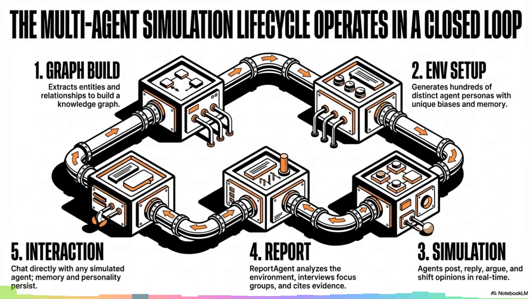So step 1 is the graph build phase. Graph build. Okay. Right. The system reads the document you uploaded and uses local language models to extract all the entities. Meaning what exactly? That means it identifies the specific people, the companies, concepts, and events that are mentioned in your text. And then it maps out the relationships between all of them to build this comprehensive knowledge graph.